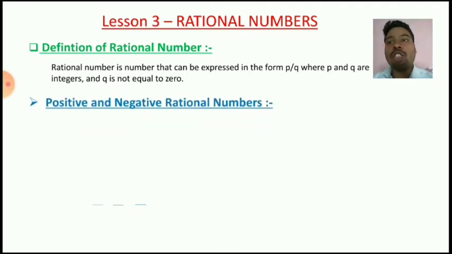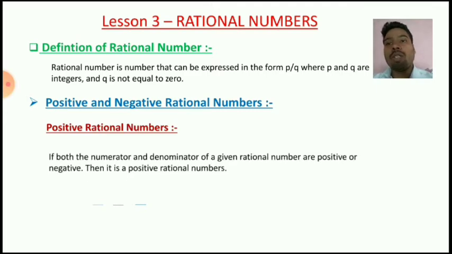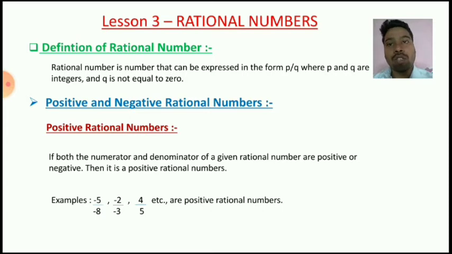So next point is the positive and negative rational numbers. What are the positive rational numbers and what are the negative rational numbers? For positive rational numbers, if both the numerator and denominator of a given rational number are positive or both are negative, then it is a positive rational number. So here are some examples: minus 5 divided by minus 8, minus 2 divided by minus 3, 4 divided by 5, etc. are positive rational numbers.